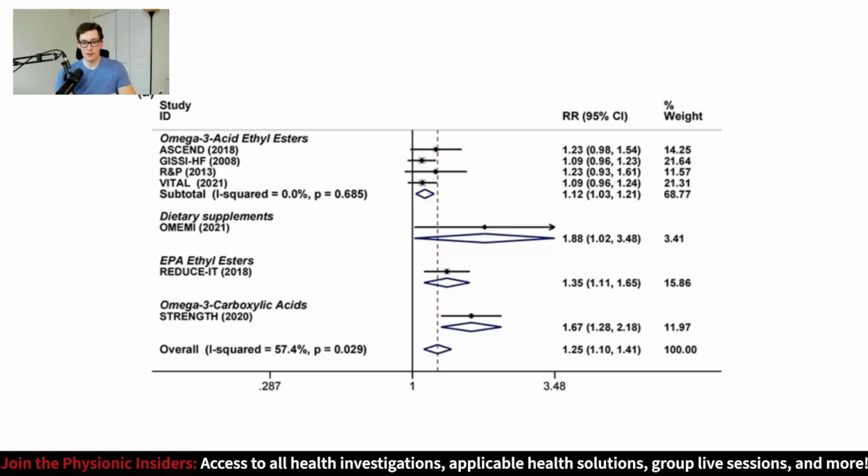And of course, it's going to depend from person to person, just like in any situation. We're talking about averages here, so it's something to consider. But atrial fibrillation does seem to be increased, and it's maybe something that I can look into in more detail in the future. But for the time being, atrial fibrillation is increased with omega-3 supplementation.